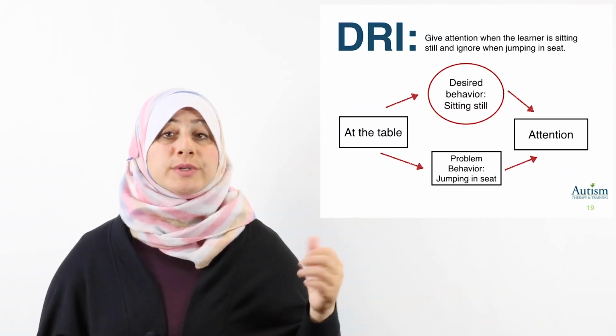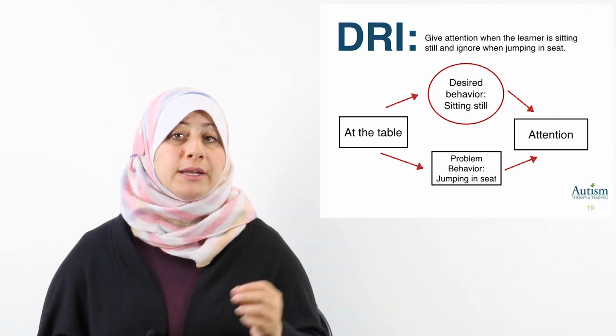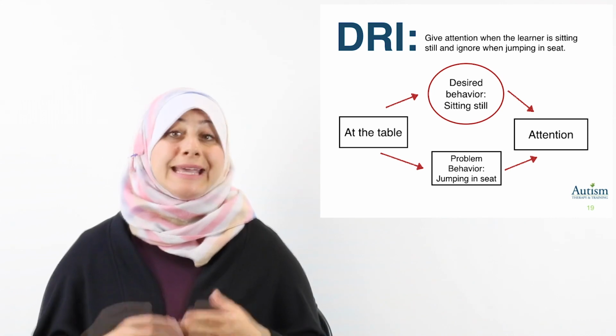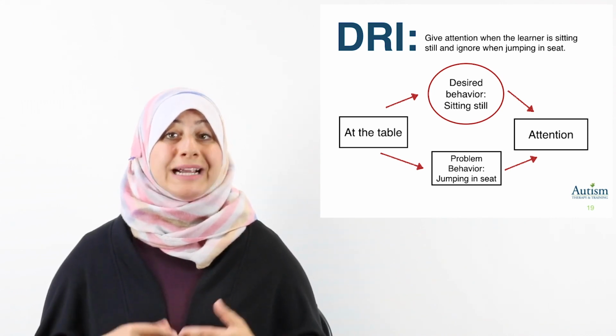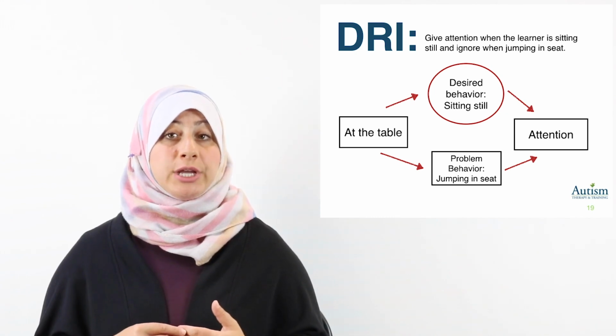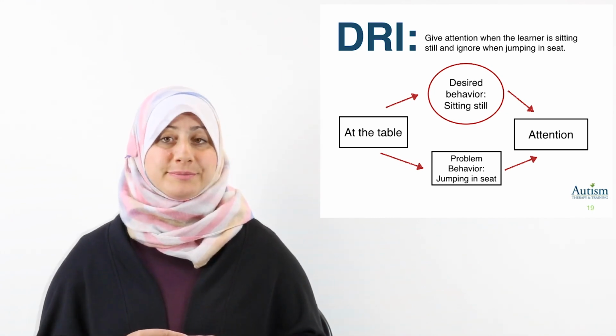This diagram shows a learner at the table. They engage in jumping in their seat to gain a teacher's attention. If the teacher provided attention for in-seat behavior, the learner would no longer need to engage in the problem behavior.